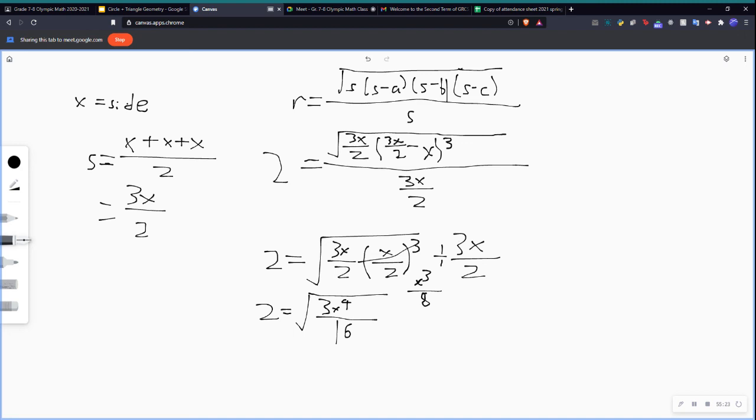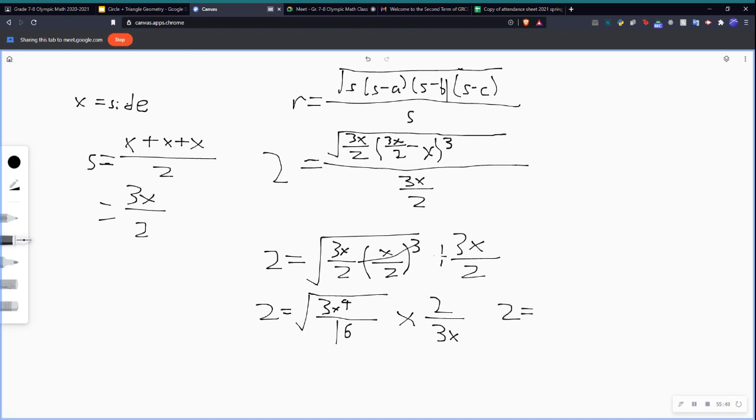And we also have this 3x divided by 2. What we're going to do here, I'm going to erase this part. We're going to make it into a product instead of a quotient. So this would just be multiplied by 2 over 3x. Okay, I'm going to continue it over here. So it's 2 equal to.